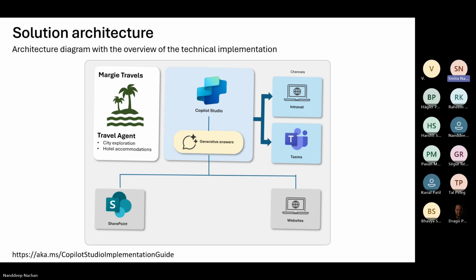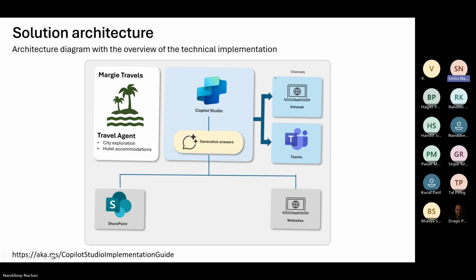Copilot Studio is the AI engine. At the core of this solution is Copilot Studio, which generates intelligent responses based on the user queries. It leverages data from different sources to provide travel related information dynamically. The data source over here we have considered as SharePoint, so the AI assistant pulls structured and unstructured data from SharePoint, ensuring that users get relevant and up to date information. This can include hotel listings, city guides, as well as the travel policy.